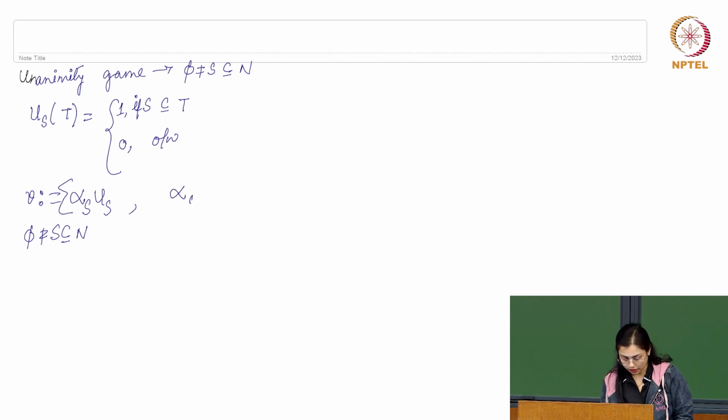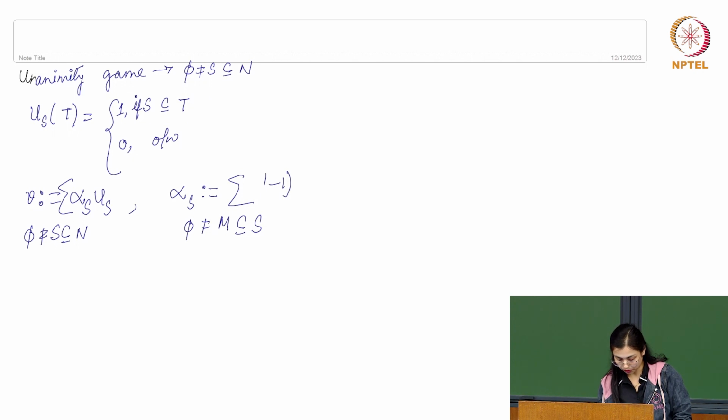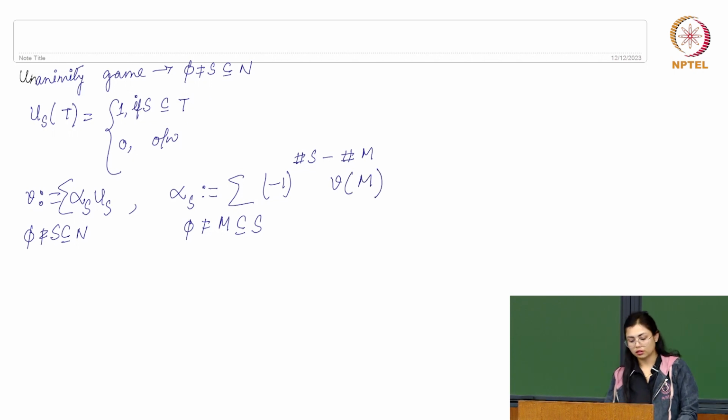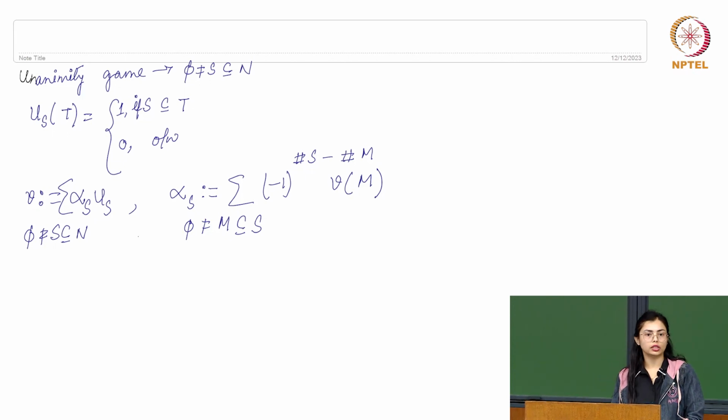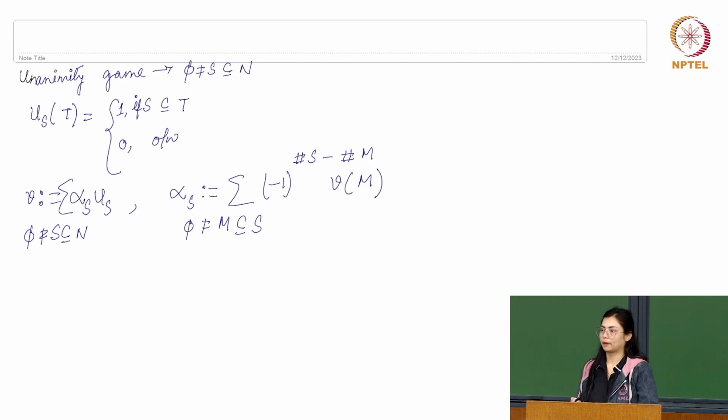Where this alpha S coefficient can be defined for non-empty S as minus 1 to the power of the cardinality of S minus the cardinality of T. Do you know what the cardinality of a set is? It's the number of elements in that set. So that's how we define the coefficients. These alpha S coefficients are also called unanimity coefficients.